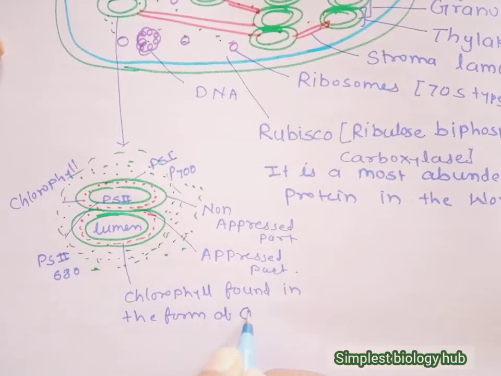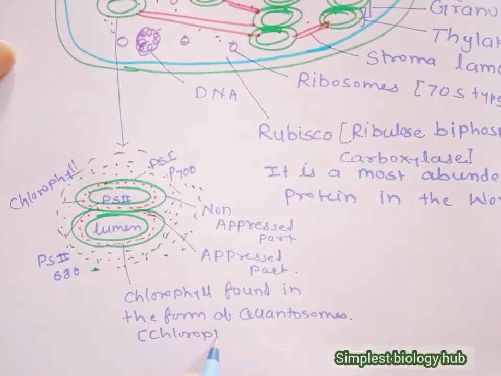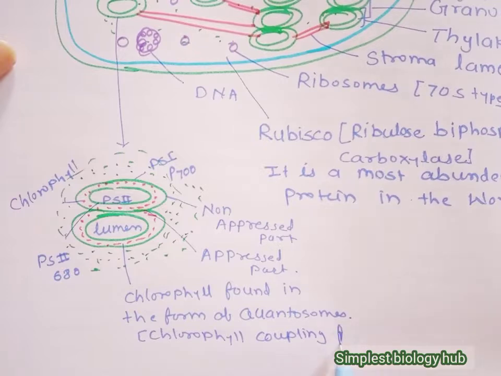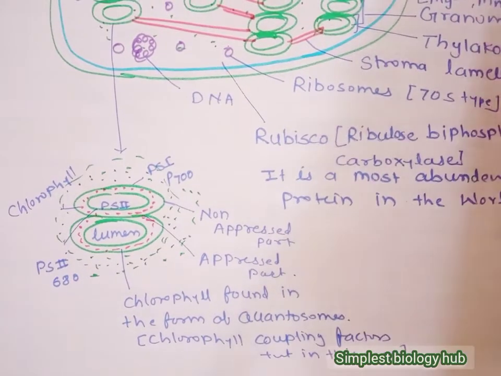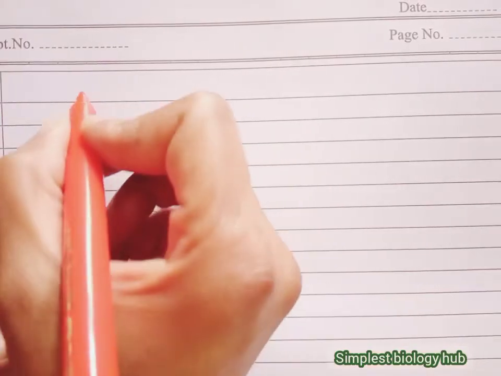Chlorophyll, the colored pigment present inside the membrane, is found in the form of quantasomes. These chlorophylls catch the photons that come from the sunlight. That membrane also contains the coupling factors, which are responsible for the fixation of CO2 in the photosynthesis reaction. This is the structure of the chloroplast.